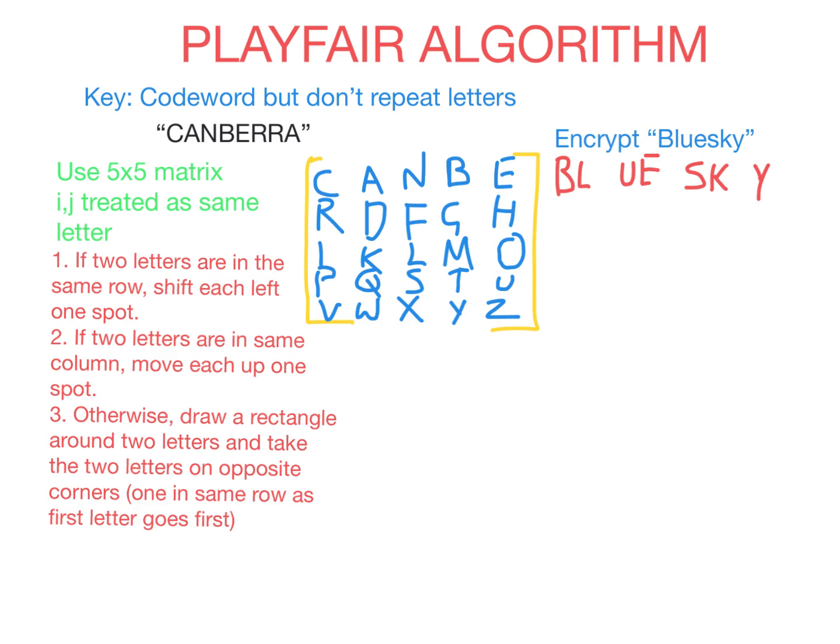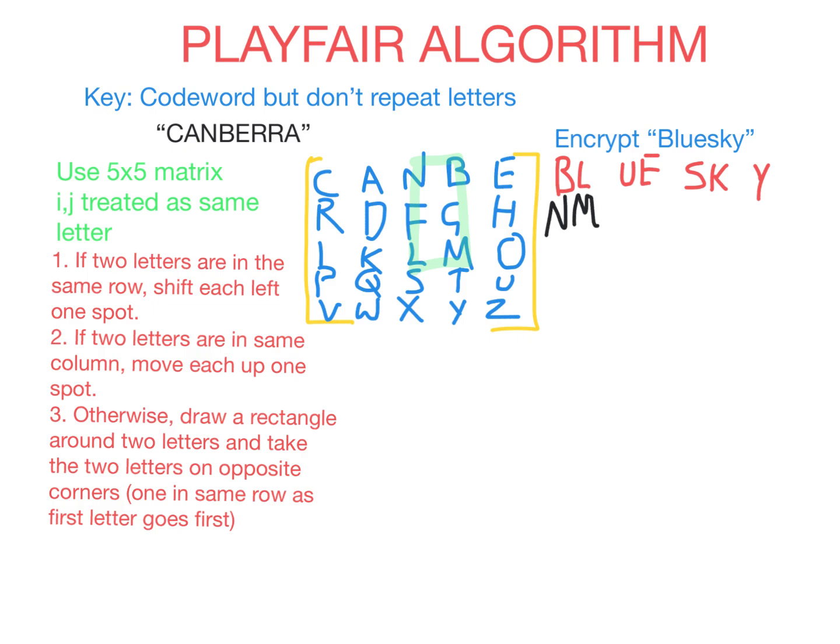We are going to draw a rectangle around the 2 letters. So here we have B and L, the 2 letters to be encrypted. They're 2 of the corners. The other 2 are N and M. So we're going to replace BL with N and M. We choose the one in the row as the first letter that goes first. What does that mean? B was written first. I write N first because it's in the same row. So we're going to encrypt BL as the letters N, M.